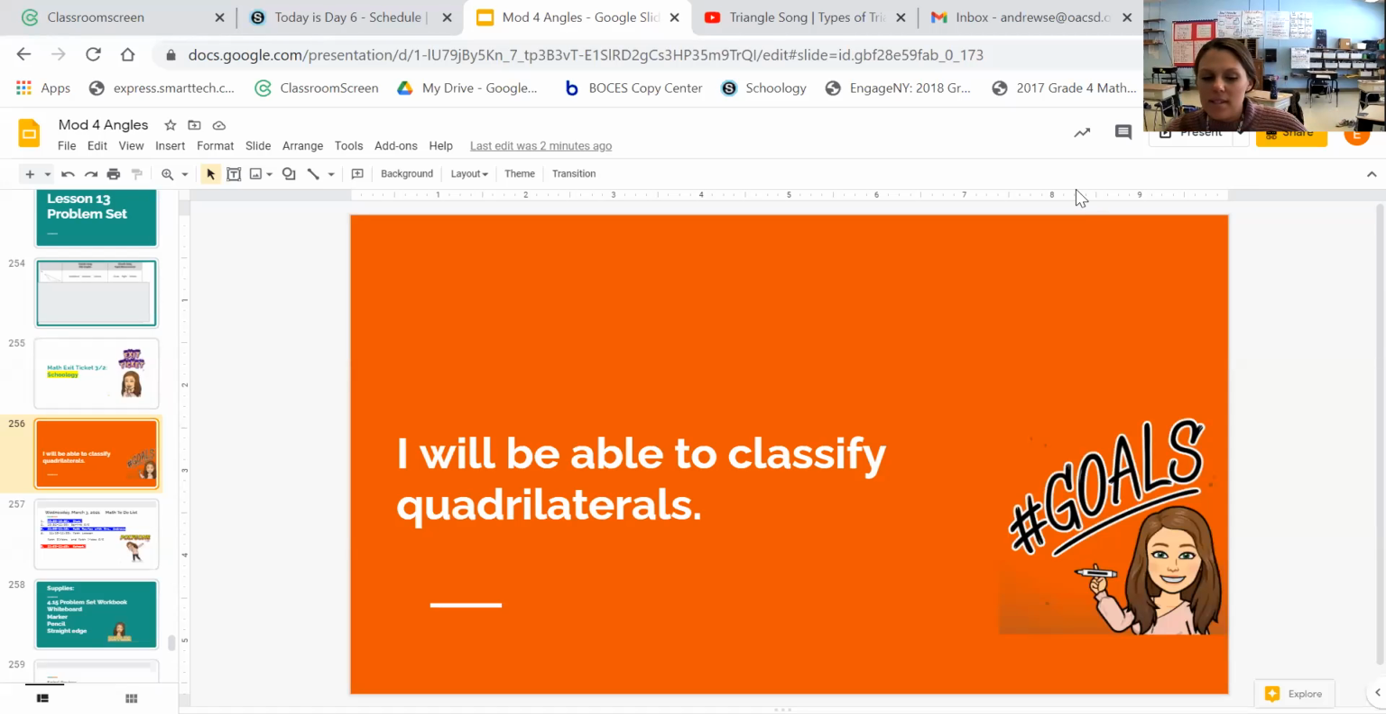Hi friends, happy Wednesday. Today we are going to classify some quadrilaterals. Yesterday we were classifying triangles, which are three-sided polygons, but today we're classifying quadrilaterals, which are four-sided polygons.